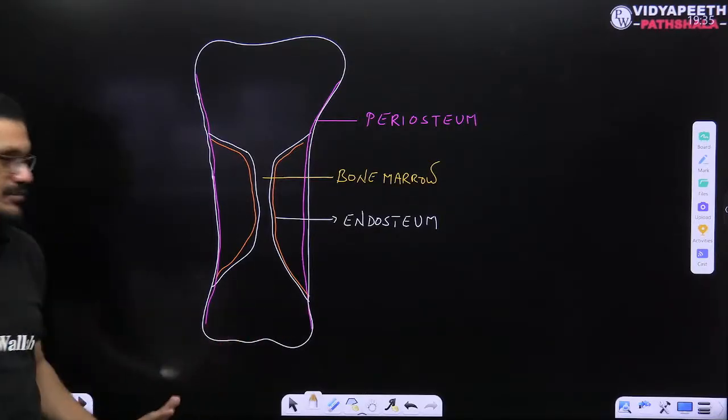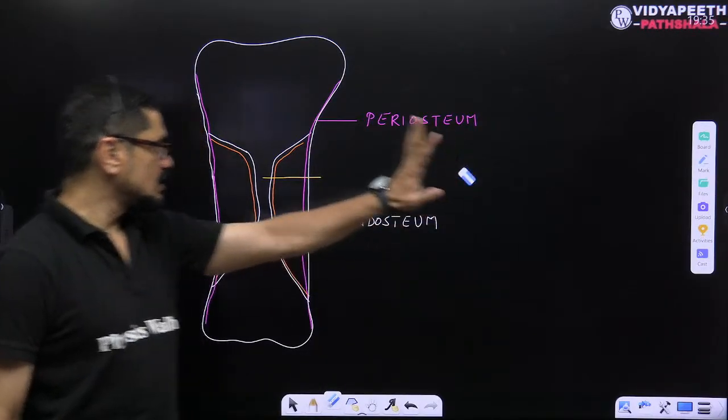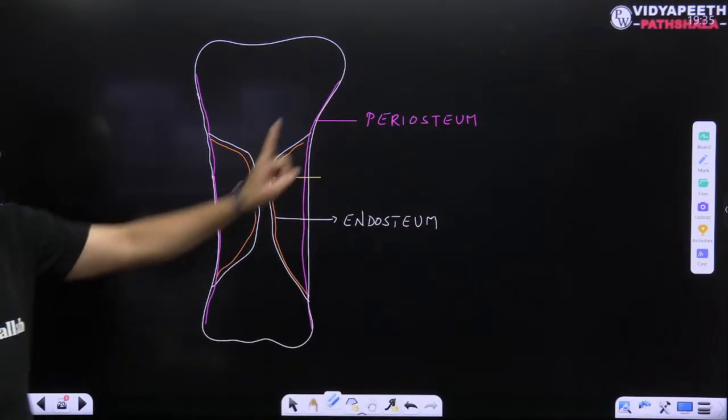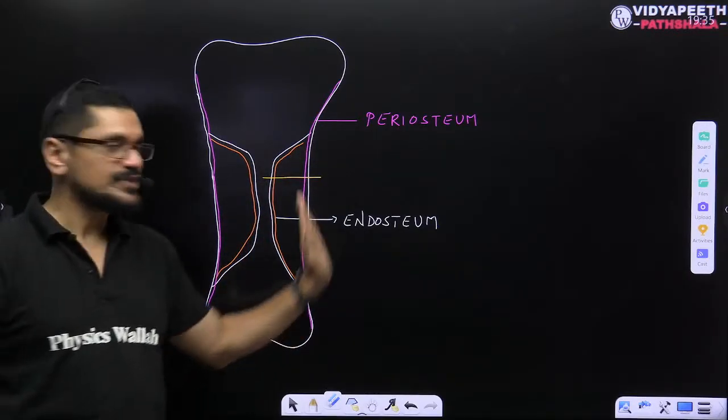Periosteum and endosteum. For the sake of convenience, I will remove the bone marrow also. And now see, only two layers are there. The outermost one is periosteum, and here is endosteum. Endosteum surrounds the bone marrow. Periosteum is the outer layer.